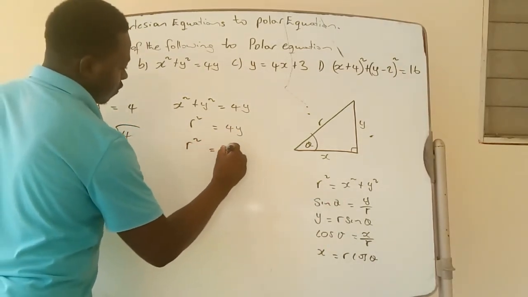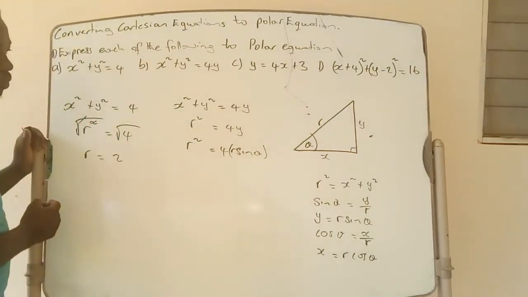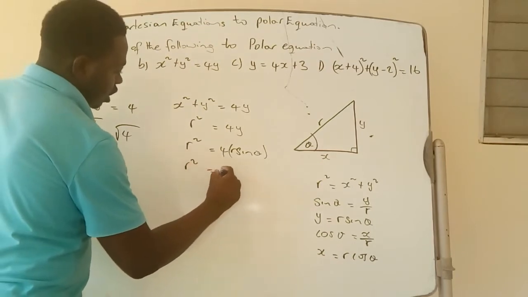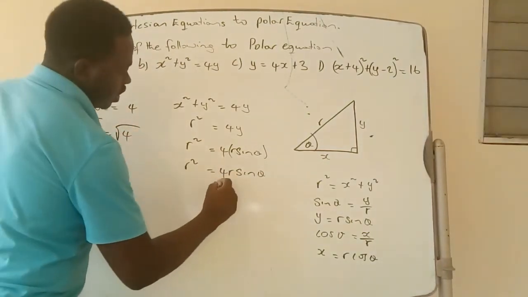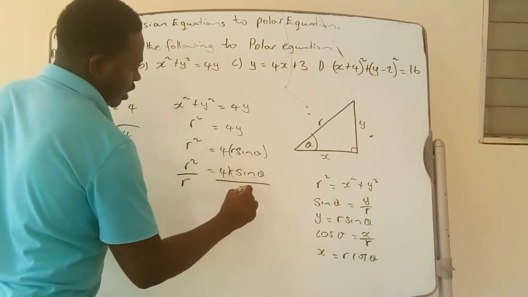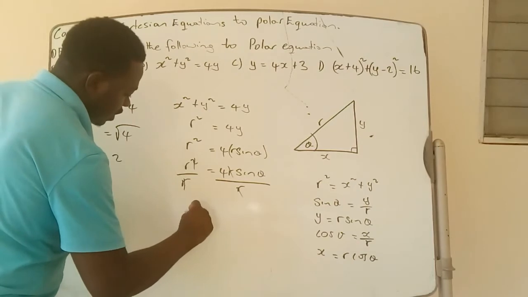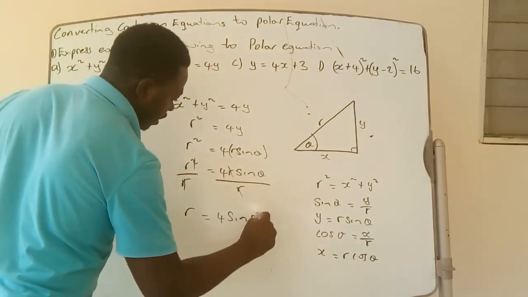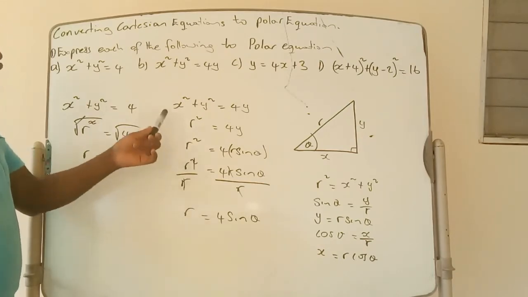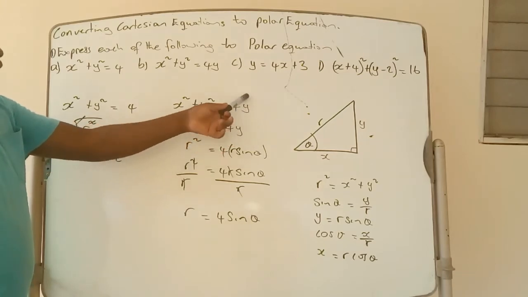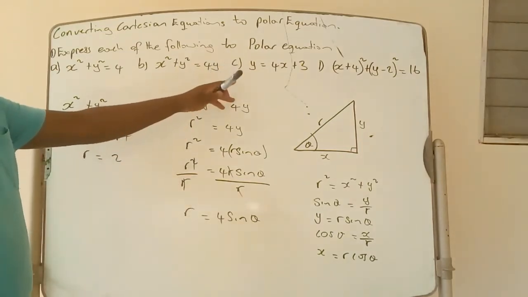So r squared is equal to 4 times r sine theta, which is the same thing as r squared equal 4r sine theta. Note there's an r squared here and an r here, so we can divide both sides by r. One r cancels out, leaving just one r on this side. So all we are left with is r is equal to 4 sine theta. And that is how you convert this Cartesian equation to a polar equation. So x squared plus y squared equal 4y as a Cartesian equation is r equal 4 sine theta in polar form.